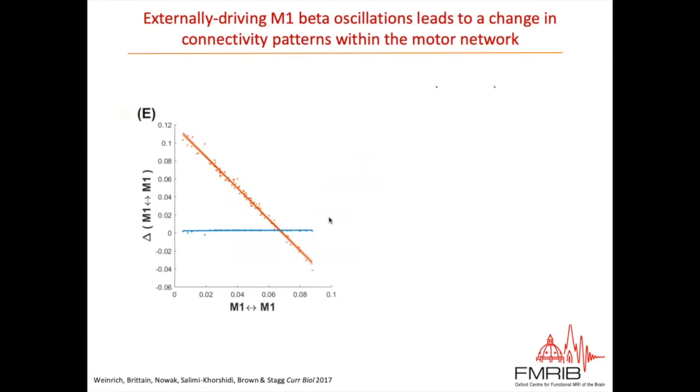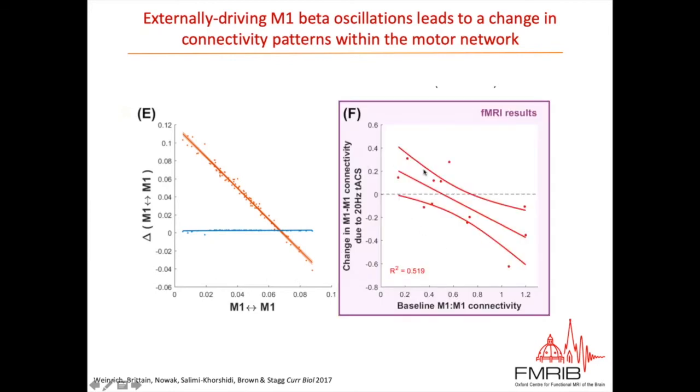And importantly, because a model, especially a toy model like that, can be used to fit any kind of data and give you beautiful results, the model produced a hypothesis that we could then go back and test. Whilst there may not be an overall change in connectivity, the degree to which 20 hertz stimulation might change M1-M1 connectivity would be predicted by how strongly the two motor cortices were connected originally. And that would only be true for the 20 hertz and not for the other two conditions. And indeed, we could go and look at that, and we saw exactly that relationship in our fMRI results.